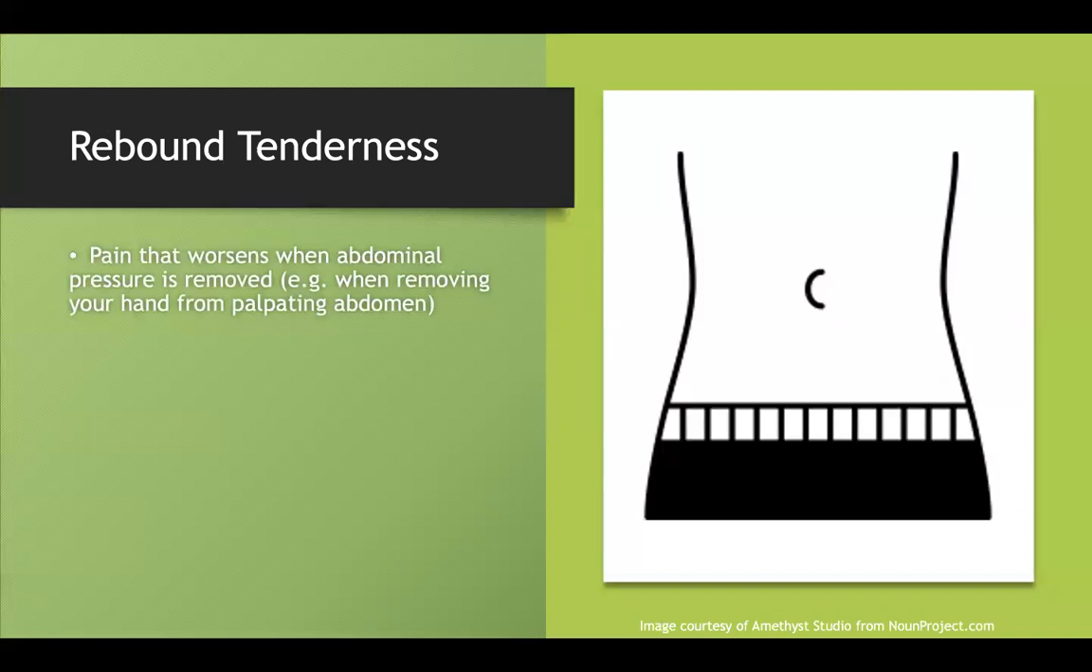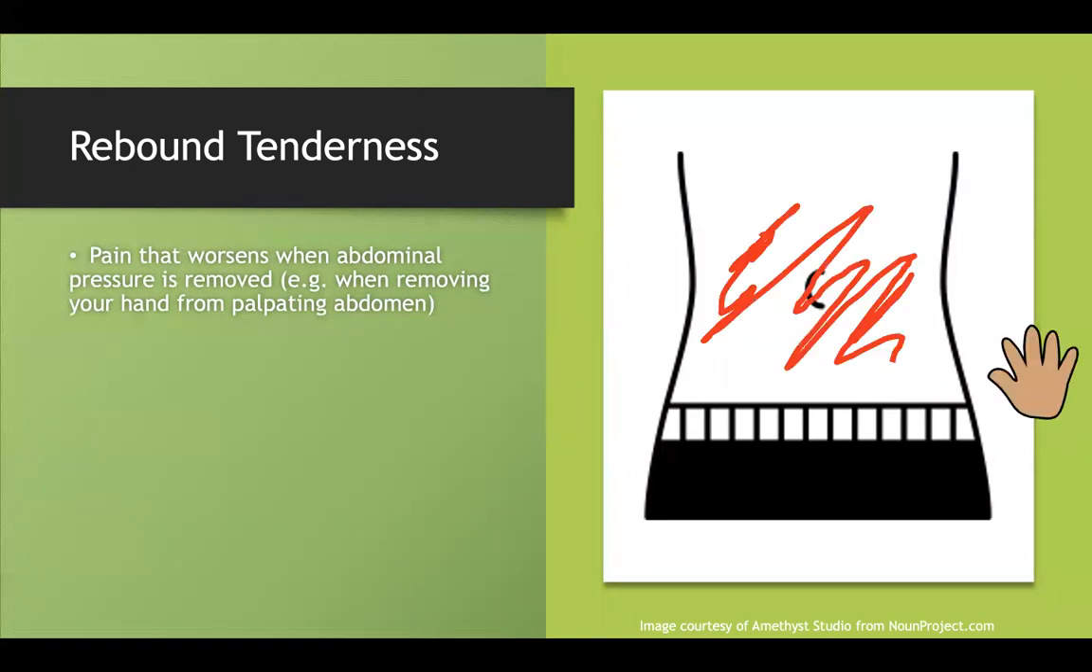Rebound tenderness is pain that is worst once you remove abdominal pressure. Normally, if you press on somebody's belly, that's going to cause the most pain. But in some serious cases, if you release that pressure, that can cause even more pain because they already have peritoneal inflammation. So imagine I'm pushing down on this person's belly and I let go, and that's when it causes this abrupt pain. That's a positive rebound tenderness.